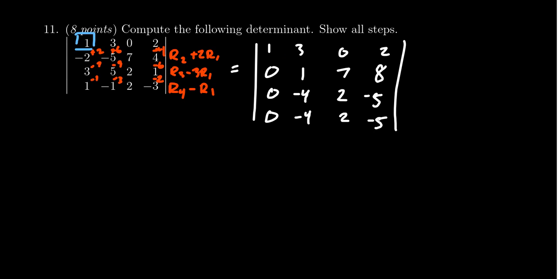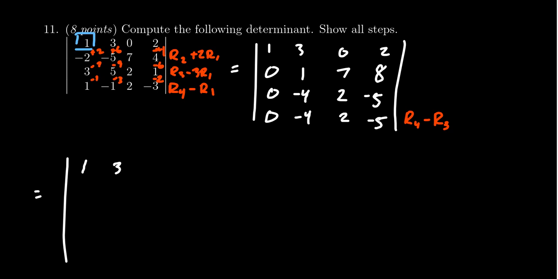So the next thing to do normally would be to look at the next pivot position and start row reducing right here. But the reason I say normally is because I'm going to take a different approach here. I notice right here that my third and fourth rows are identical to each other, kind of like the Weasley twins. If you take the fourth row and subtract from it the third row, you're going to get a row of zeros in your matrix.